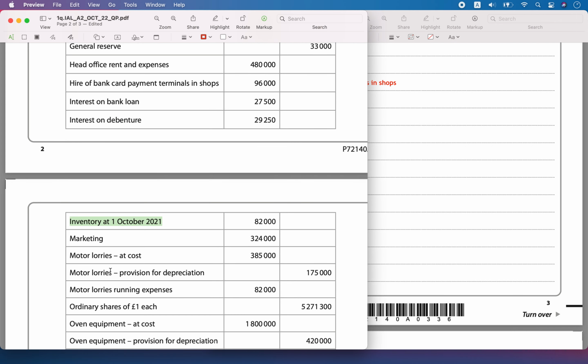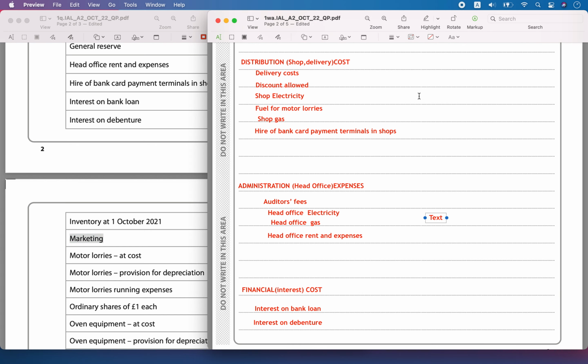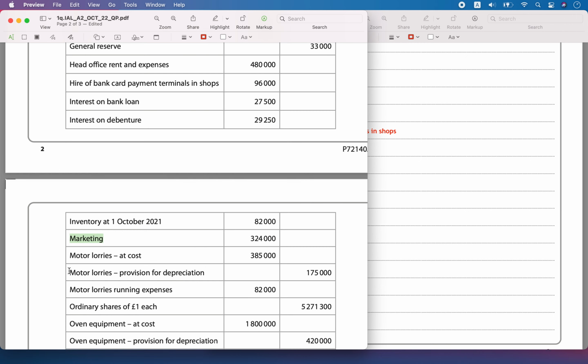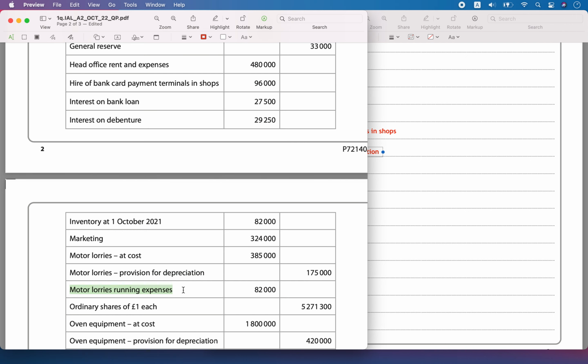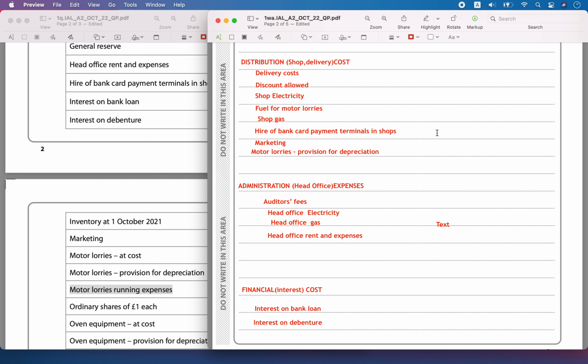Then opening inventory is going to appear in the cost of sales. Then marketing is used for distribution, so marketing will appear under the distribution cost. Then motor lorries depreciation, it is used for distribution purpose, so we will write here motor lorries depreciation under the distribution cost. Then motor lorries running expense is also going to come under the distribution cost.